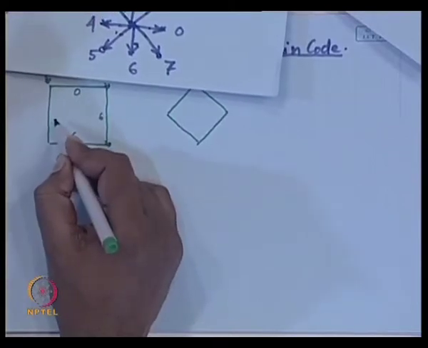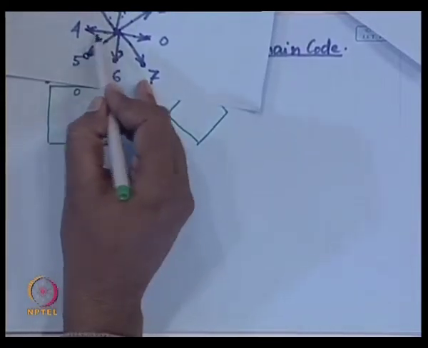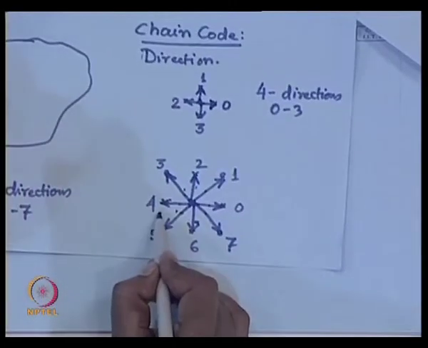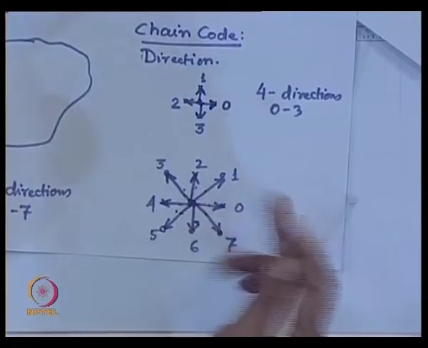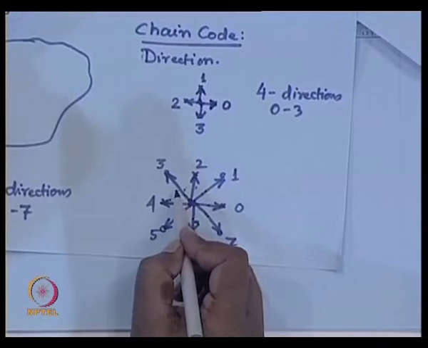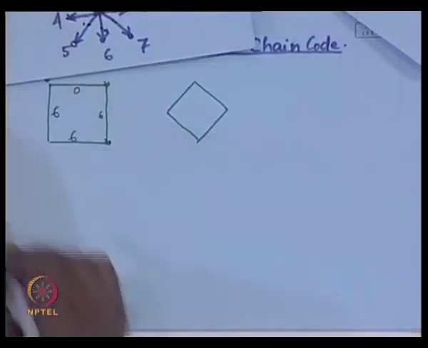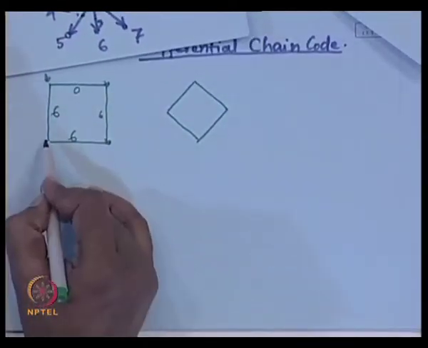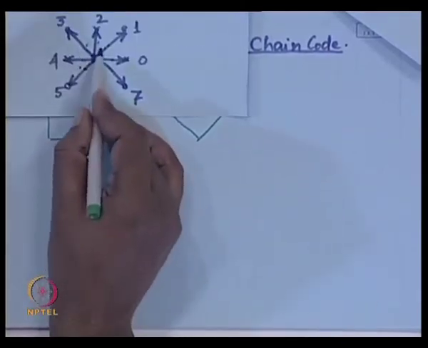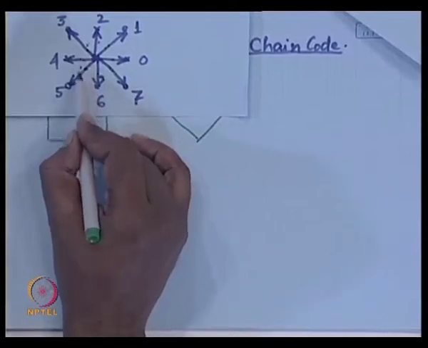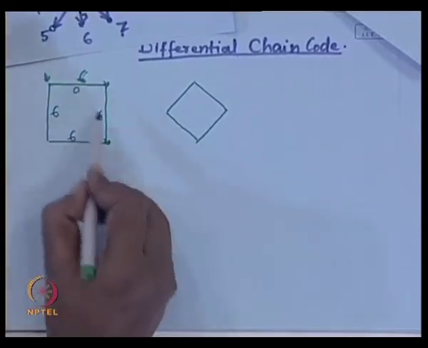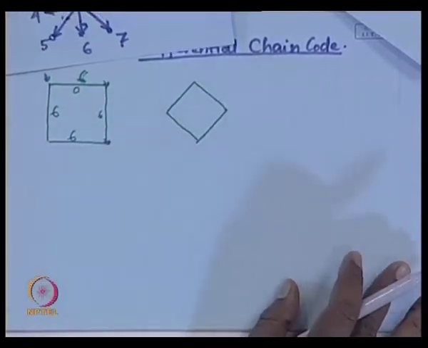From here to here, initially I had 4 and now it has to be 2. So, again how many steps do I have to move? 1, 2, 3, 4, 5, 6. So, again 6 steps. And this was 2 and this has to be 0. So, 2 to 0, how many? 1, 2, 3, 4, 5, 6, again 6 steps. So, this 6, 6, 6, 6 becomes my differential chain code.